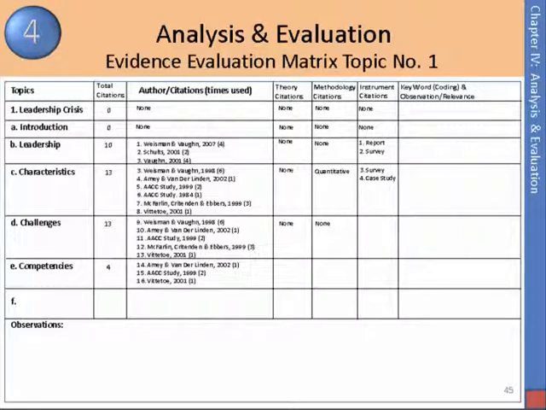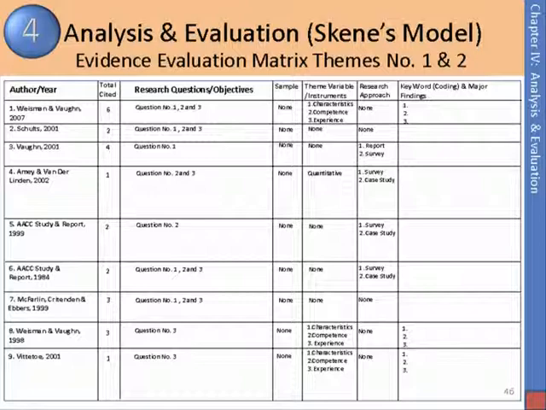As you can see, leadership had 10, characteristics had 13, challenges had 13, and competencies had 4. It gives you a little bit of an idea as to how she weighted her references and citations against each of the key variables. This breakdown shows you evidence. It's an evidence evaluation matrix that shows the author, and it shows the number of times the author was cited, how it was used to support the research questions, and then the theme, variable, instrument that was used, whether it was quantitative or qualitative, and how it was supported, what the research approach was.